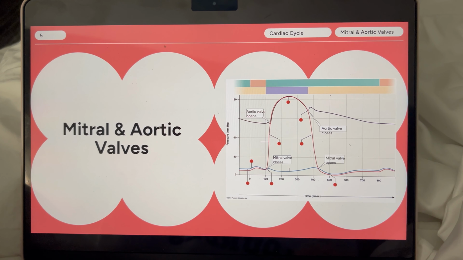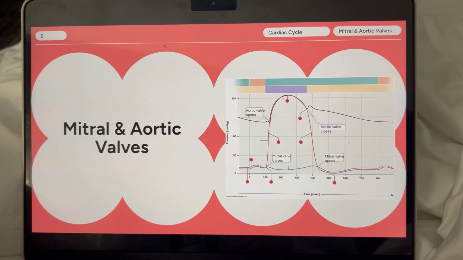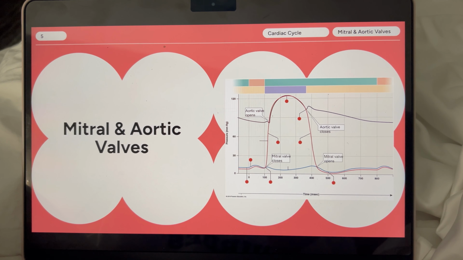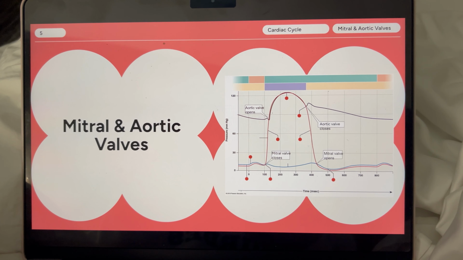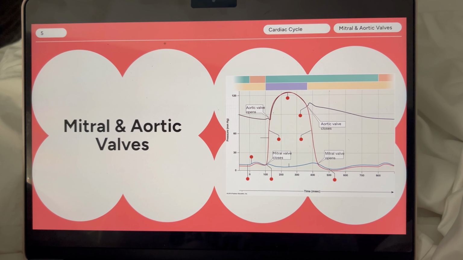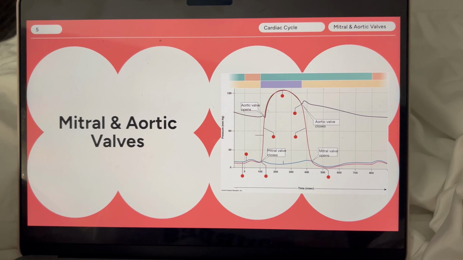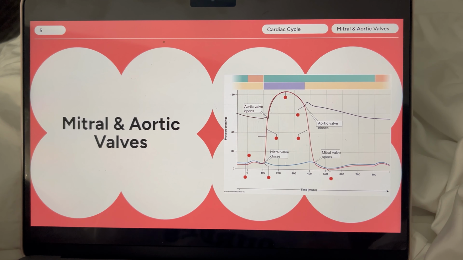Mitral and aortic valves. It starts with the aortic valve closing, which then leads to the aortic valve opening, and then the aortic valve closes, and then the mitral valve opens, and this is also repeated in the cycle in which the blood is being pumped and released out from the heart.